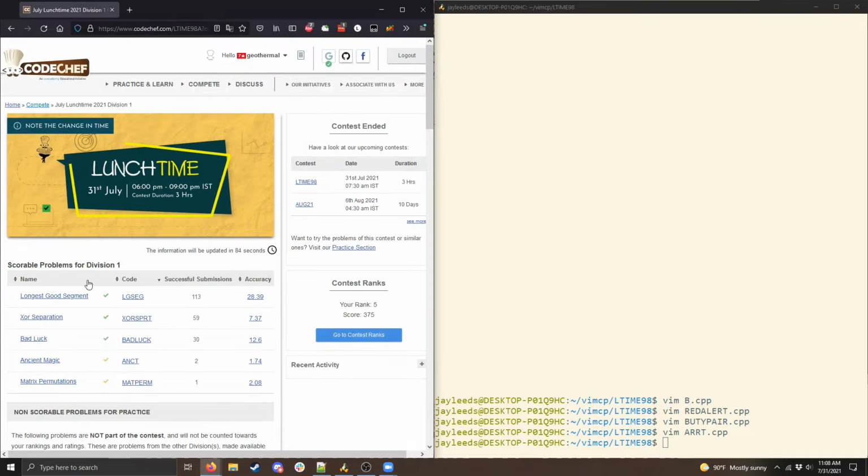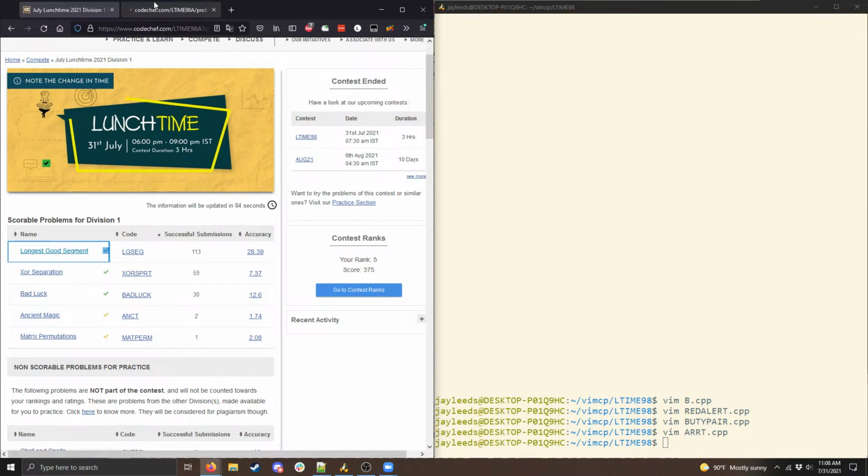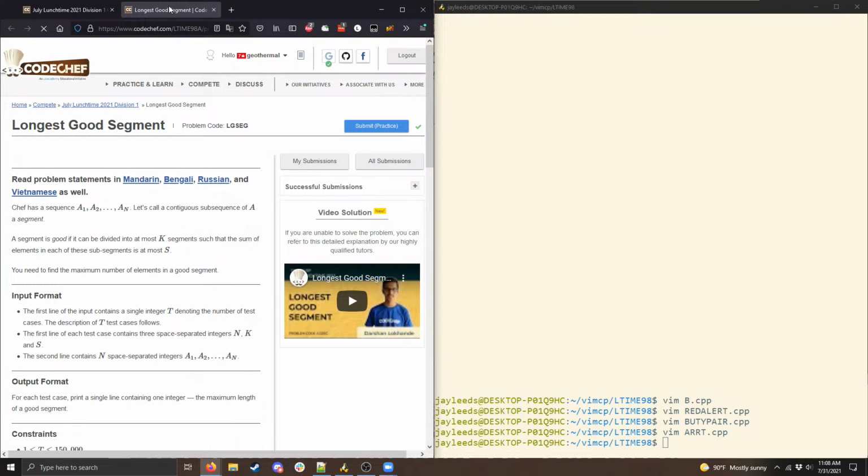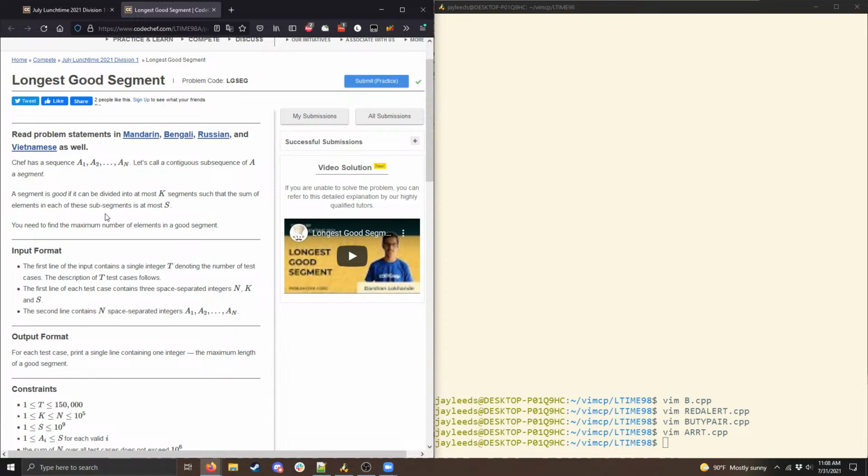All right. So longest good segment. We have a sequence a sub 1 through a sub n, and we're calling a contiguous subsequence a segment. A segment is good if it can be divided into at most k segments, such that the sum of the elements in each of those subsegments is at most s. You need to find the maximum number of elements in a good segment. Okay.